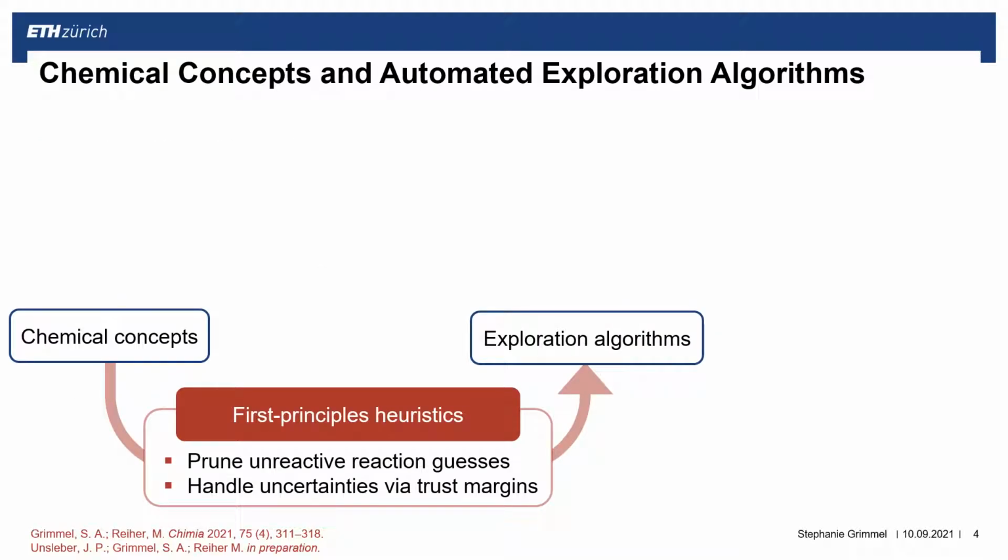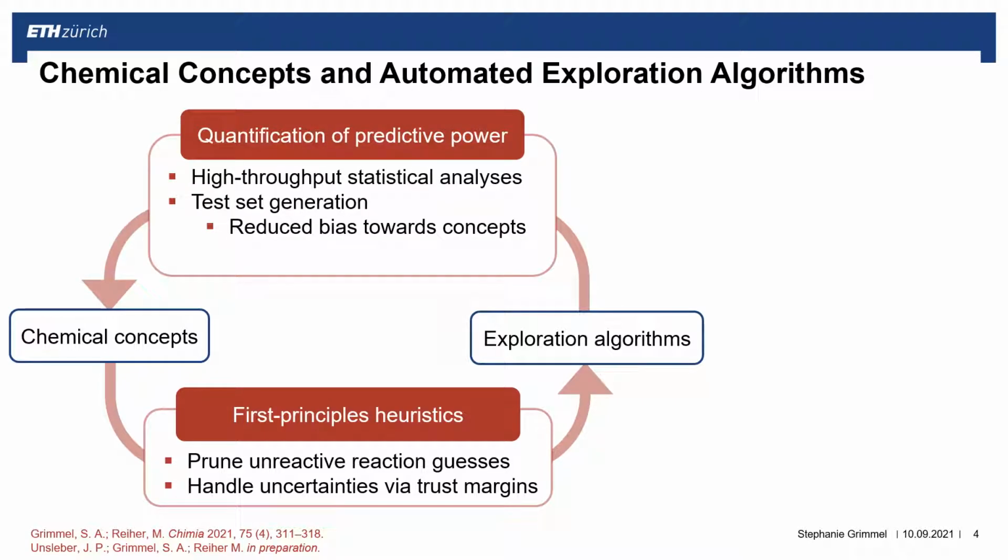It is not only that chemical concepts might be useful to generate first principles heuristics to render automated exploration more feasible. Automated exploration algorithms applied in a brute force manner may also help us to put together less biased test sets for evaluating the predictive power of chemical concepts. They can propose reaction coordinates, and hence possibly reactions, that we might not directly think of ourselves.